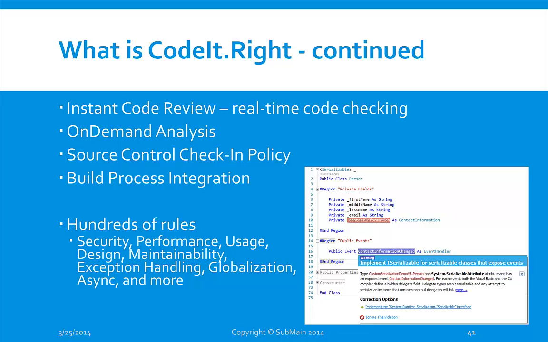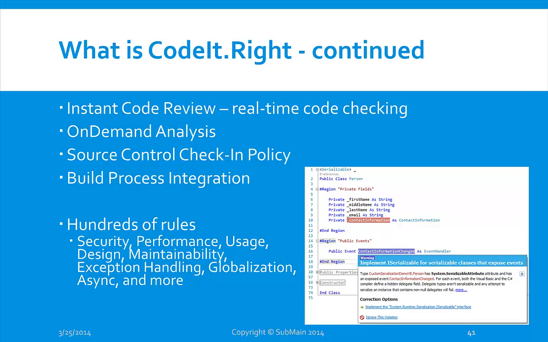You can also set up CodeIt.Right to control your check-in policy. This is also very important, that if you have some guidelines that your code must follow before it's even checked in, you can add this to the check-in policy in Visual Studio, and basically you can't check in code until you fixed everything, which is something I like, especially when you have developers working for you.